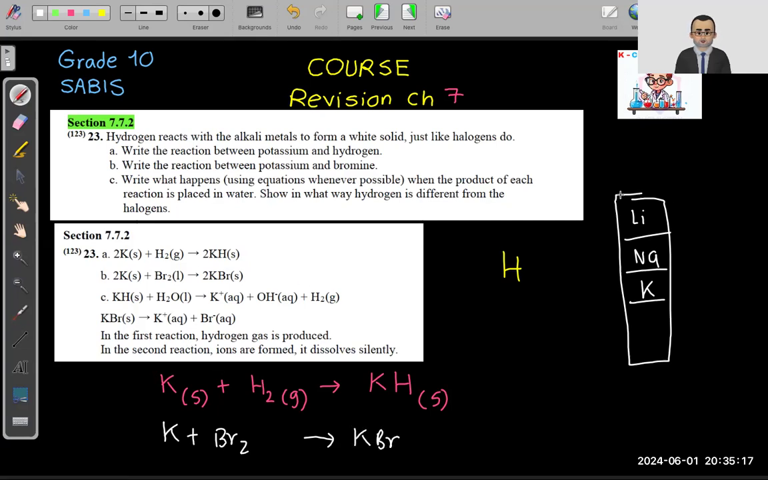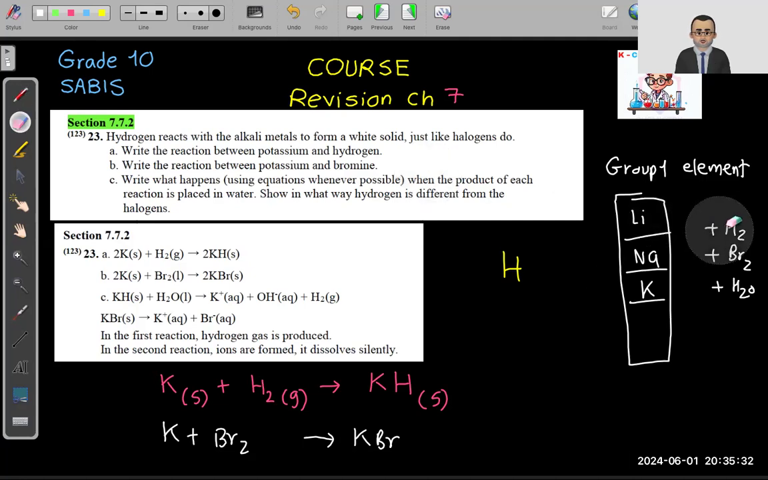So for group 1 elements, when they react with hydrogen, halogens or water, there are different reactions that we need to memorize. The first one we already said, with hydrogen it will form something called hydride. So bromine is a liquid. How did you know, Mr., that it is a liquid?